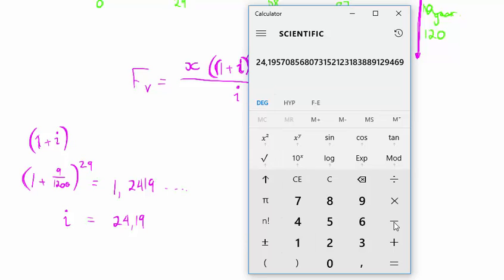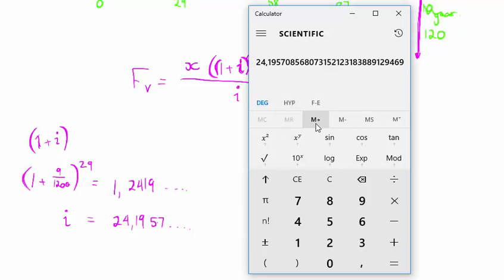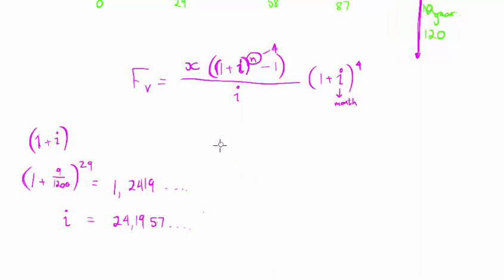24.1957, blah blah blah. Now you'll see me store this in memory. That's my interest rate. So this is really a complicated way to do it. There's a simpler way I'm going to show you now, but this is basically the initial idea I had in my mind when I created the question.